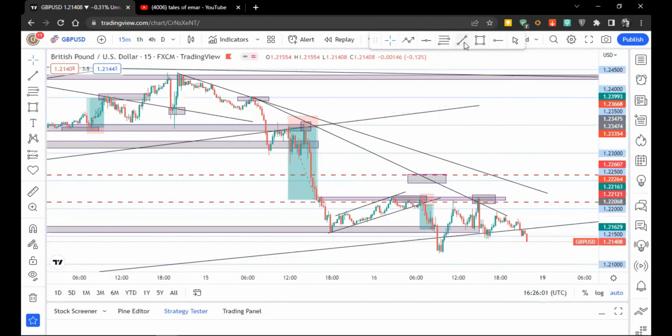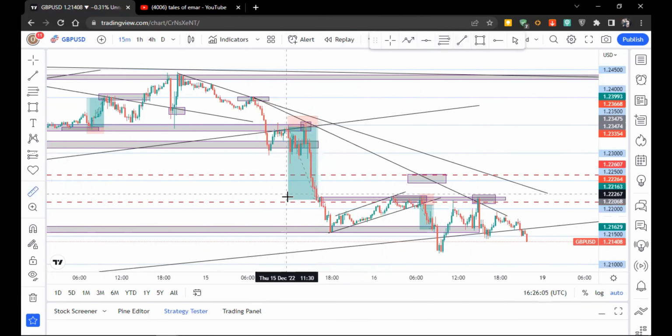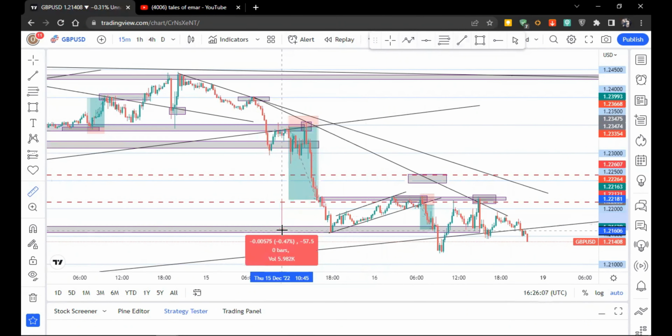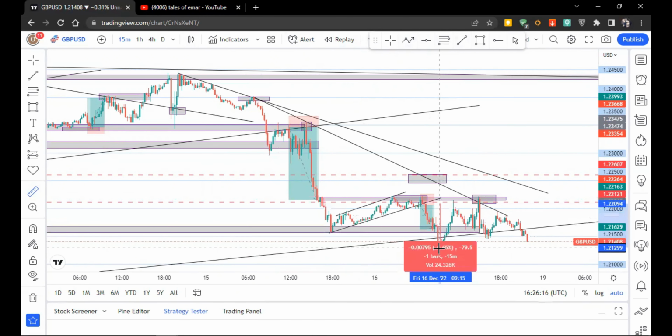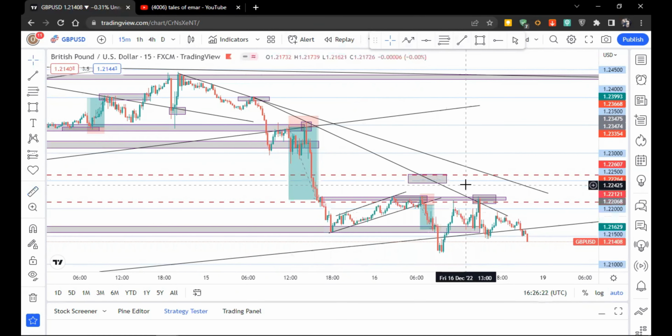Where is our ruler? This distance from here to here, 57 pips. It's what we considered. Our take profit is the next 67 pips, around there. Guys, see the beauty of understanding the markets. So we're done for Friday.